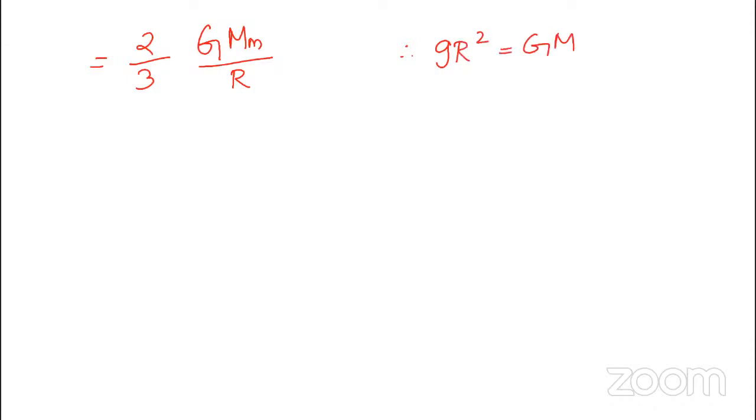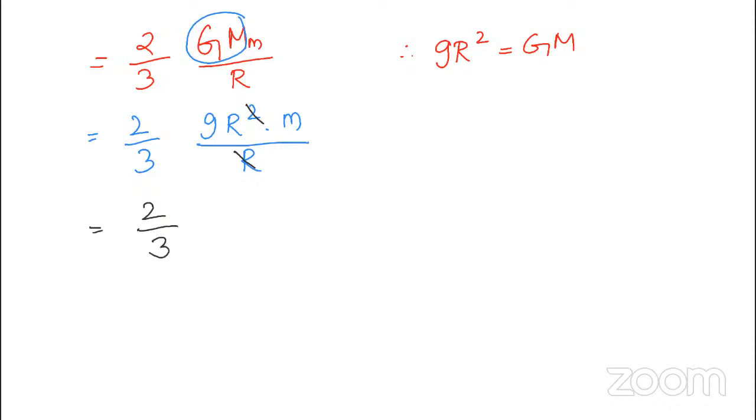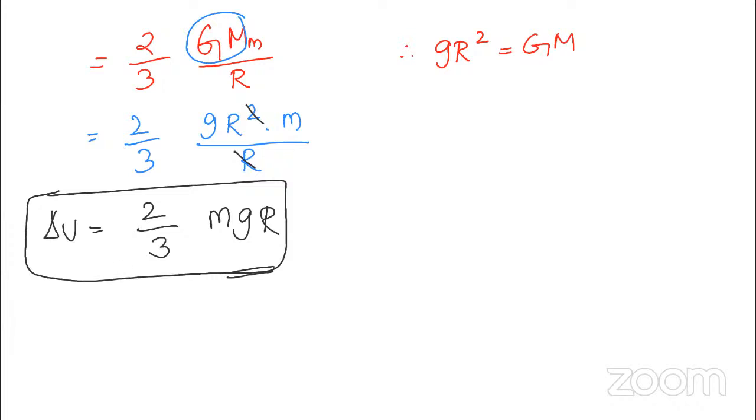So the next step, 2 by 3 into GMm divided by R. We know our equation, that is g R square is equal to G into M. So we substitute here: 2 by 3 into g R square into small m divided by R. On canceling, it is 2 by 3 into mgR. So this is our answer. Delta U, the change in gravitational potential energy, is 2 by 3 mgR. So it is option D.